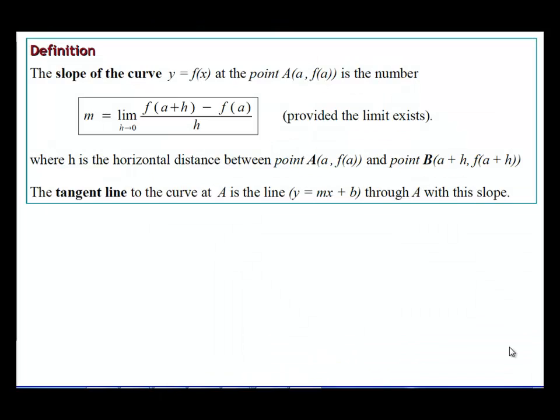We can define the slope of a curve at a specific point, point A, as the limit as h goes to 0 of f of a plus h minus f of a divided by h, provided this limit exists, where h is the horizontal distance between point A and point B. Also, the tangent line to the curve will be the line y equals mx plus b through point A with this slope.